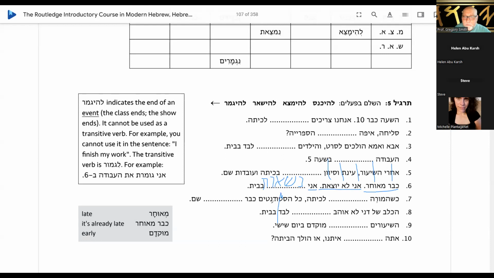Okay, so I think that's what we're going to find on our answer key. And so ani nisheret, I am staying babayit, in the house, or in the vernacular, I am staying home. I'm not going out. I'm staying home, essentially. So let's see if they use nisheret on our answer key for number 6.